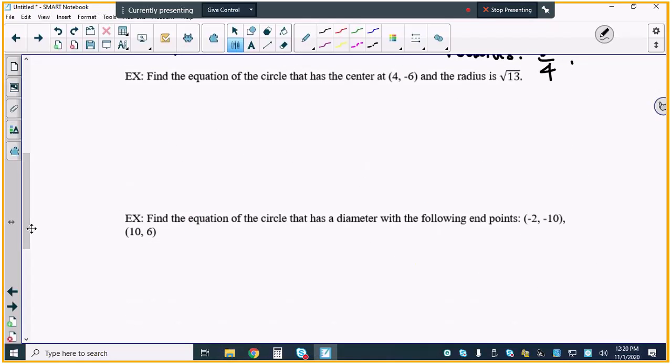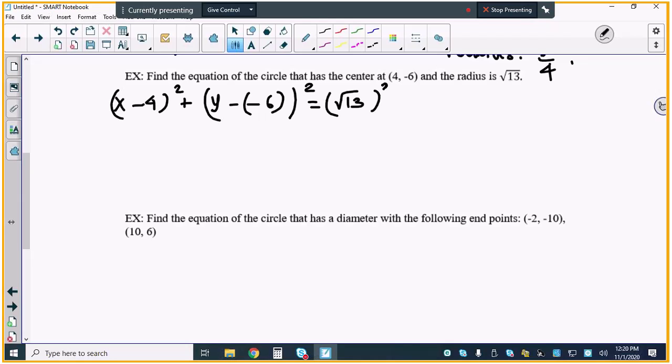Find the equation of the circle that has the center at (4, -6) and the radius is square root of 13 units. Well, I will write (x - 4)² + (y - (-6))² = (√13)². So in standard form, it looks like (x - 4)² + (y + 6)² = 13.